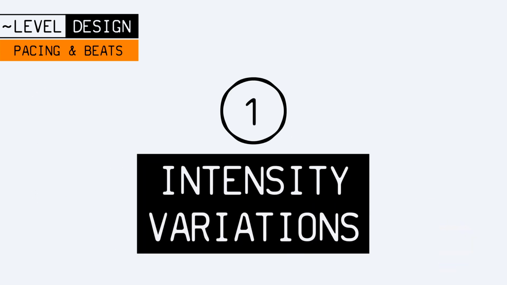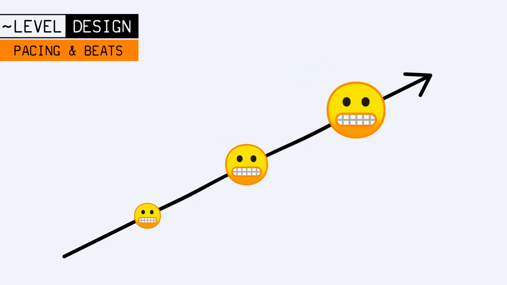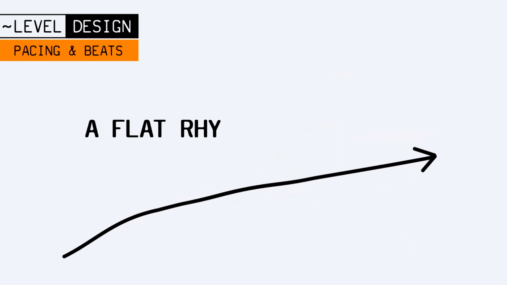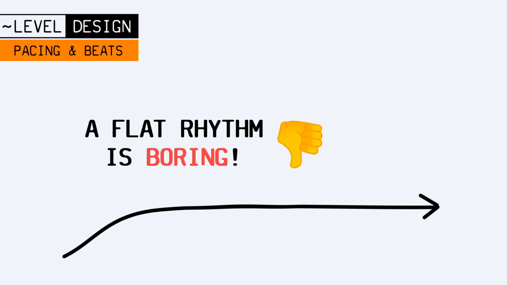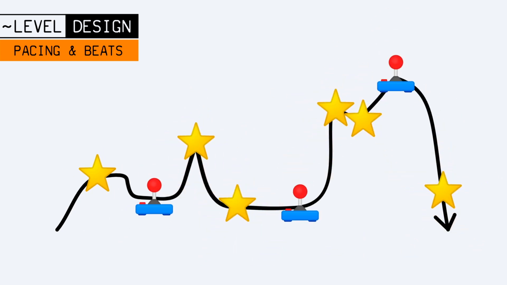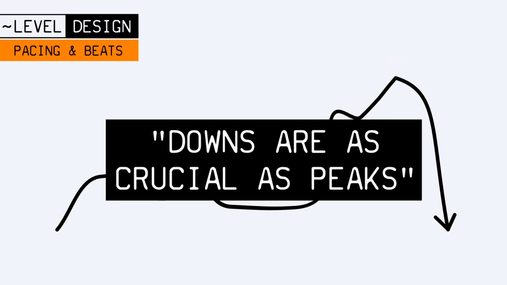First of all, beats may have different roles, and they should have different intensities. Ideally, they won't be all about surprising and stressing the player more and more. And conversely, having just a flat pacing curve is a bit boring. Thus, introducing some variations in your beats can be a great way of keeping the players hooked in. In short, downs are just as crucial as peaks.